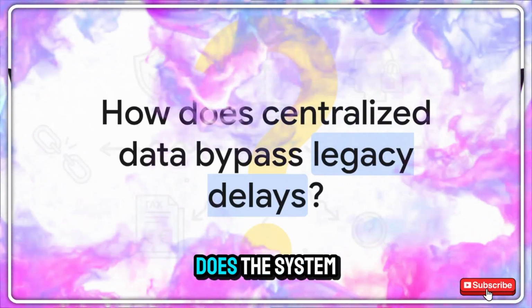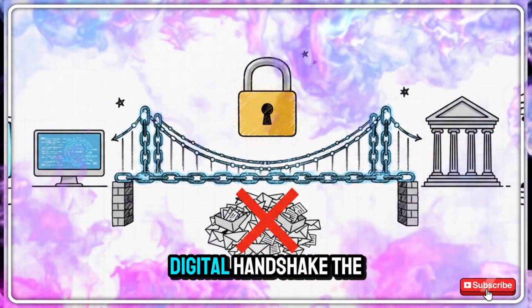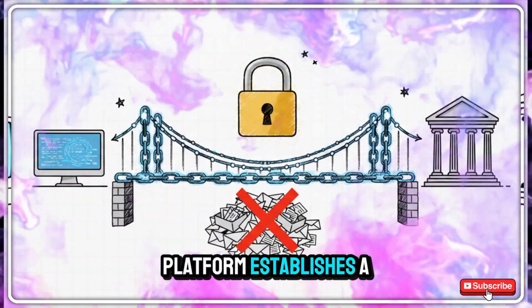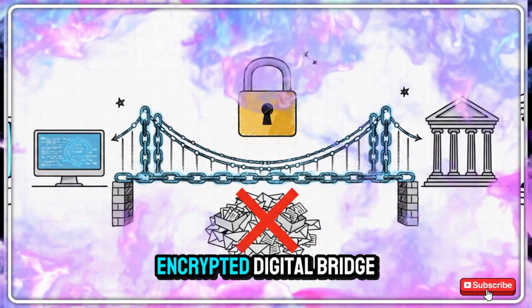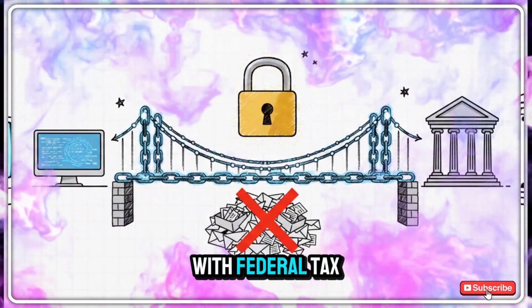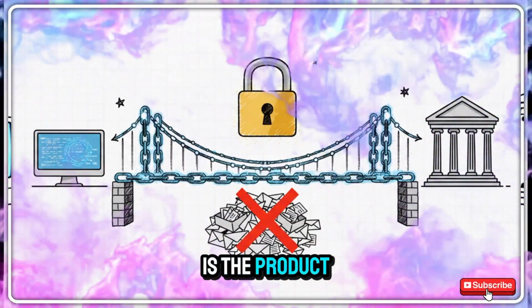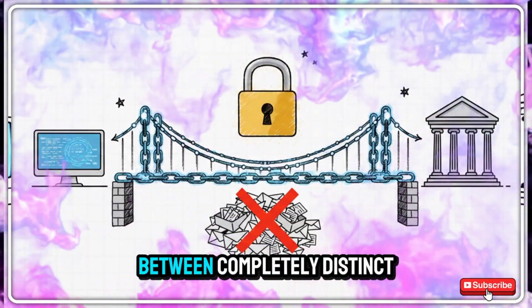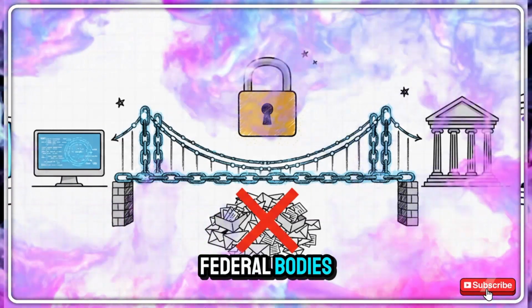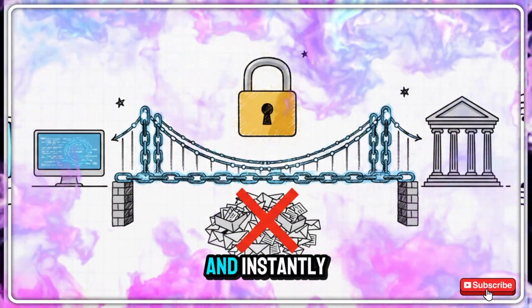So how exactly does the system bridge it? Well, the answer is found in the architecture's digital handshake. The platform establishes a secure, encrypted digital bridge that directly links the consumer data intake portal with federal tax enforcement databases. Because this portal is the product of a shared digital initiative between completely distinct federal bodies, the generated tax fraud affidavit is routed electronically and instantly.